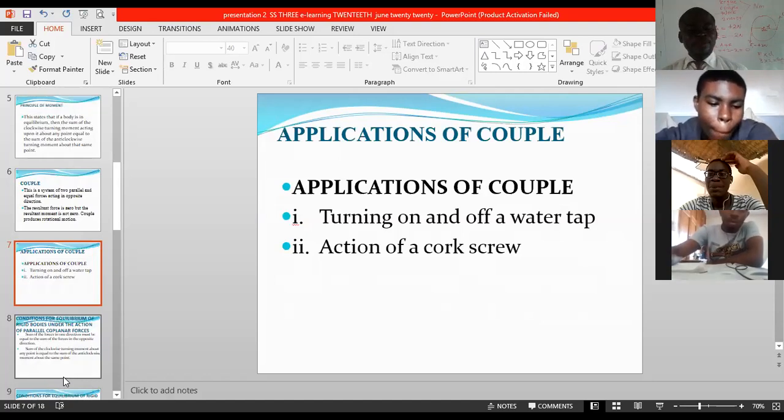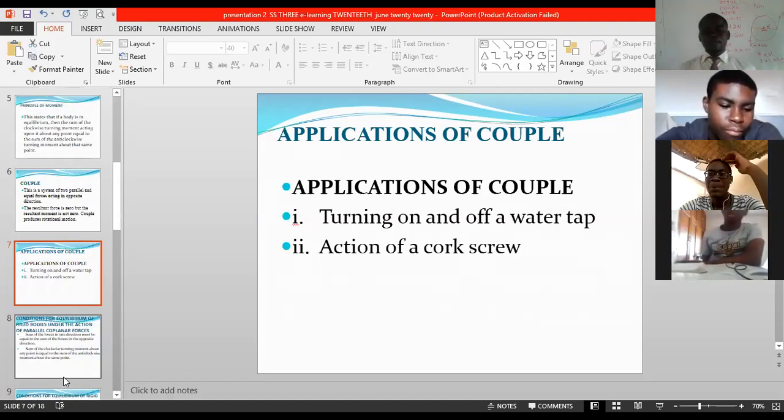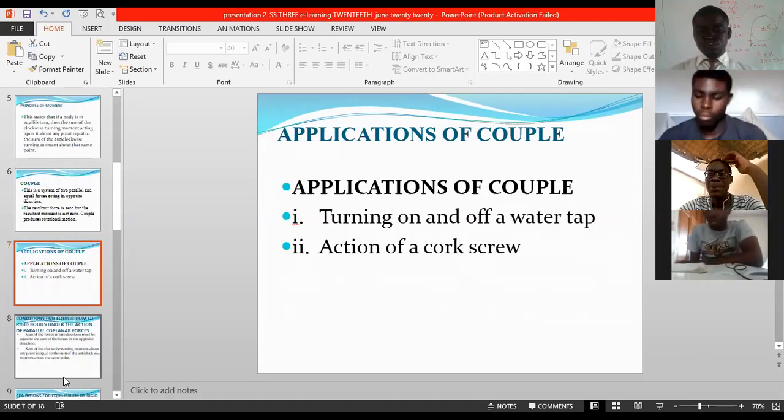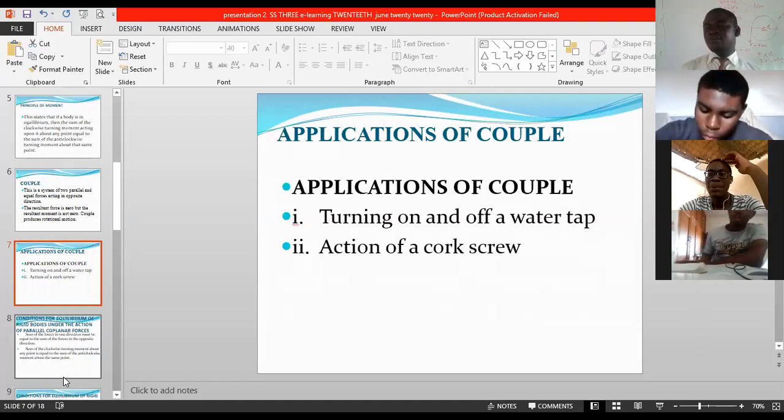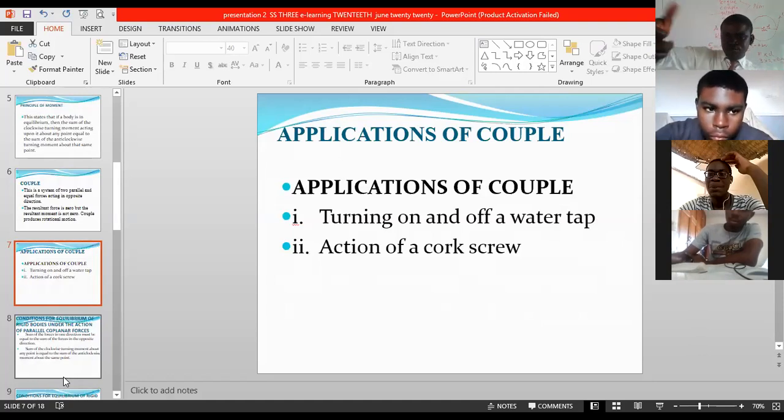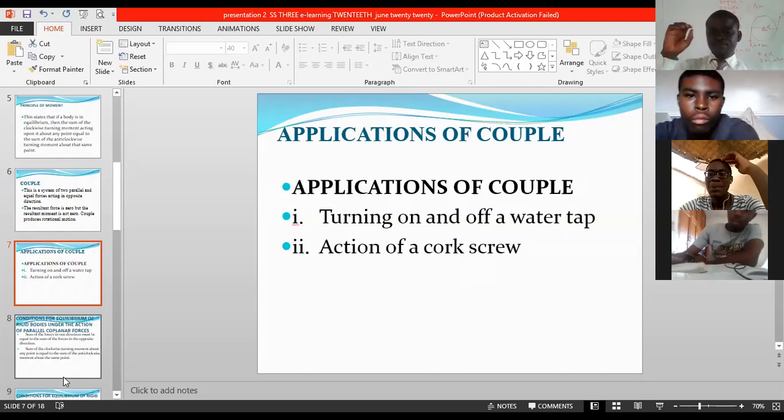Now, applications of couple. Number one, a couple is used in turning on and off a water tap. When you turn your water tap, you are carrying out a couple force. The tap has two directions: the clockwise direction and the anti-clockwise direction. If you want to switch it on, you move it towards the clockwise direction. If you want to switch it off, you move it towards the anti-clockwise direction. So that is where a couple can be applicable.